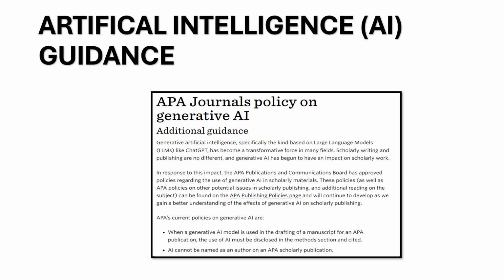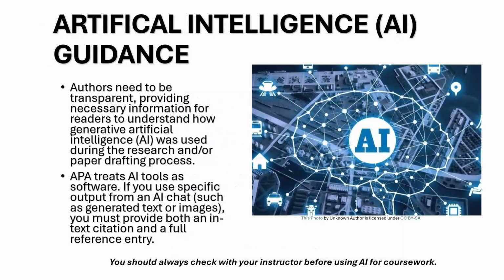According to their policy, generative AI can be listed as an author. When you use AI to draft text, analyze data, or generate ideas, you must transparently disclose its use in your text and provide a formal reference entry pointing to the specific AI tool or chat that you used. Again, authors need to be transparent in their use of AI and provide the necessary information for readers to understand how generative AI was used during the research or paper drafting process.